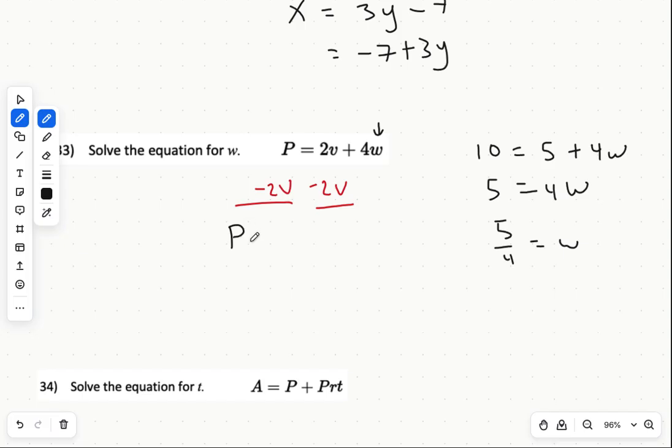And that would get me p minus 2v equals 4w. And then the same as here where we divided by 4 on both sides, we'll do that right here. And so p minus 2v over 4 equals w. If you're having any thoughts about reducing that 2 and that 4, you could, but I don't recommend it. And the reason is the 4 doesn't reduce with the p, and then you're going to get separate denominators. You could also write this as p over 4 minus v over 2.